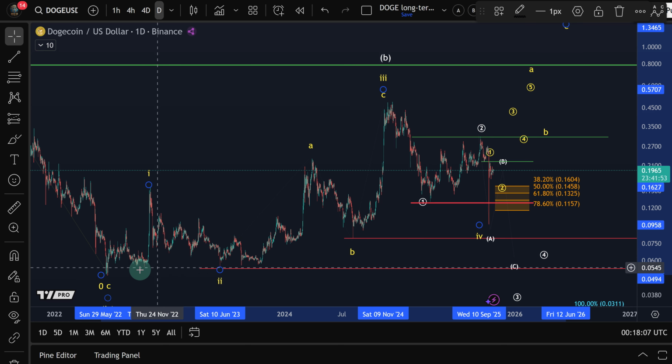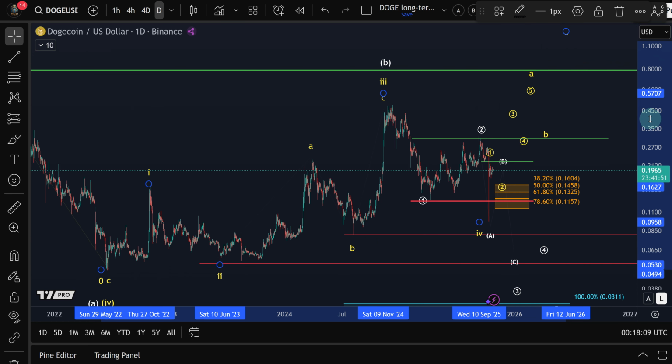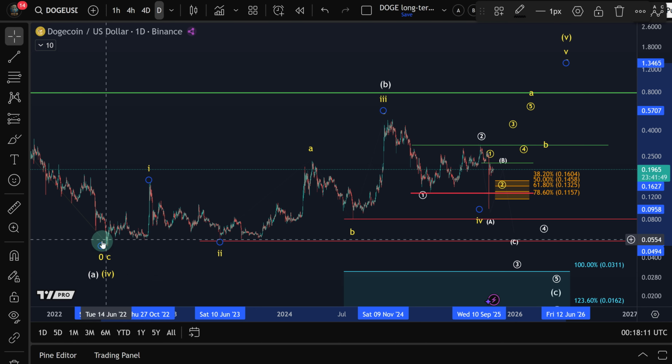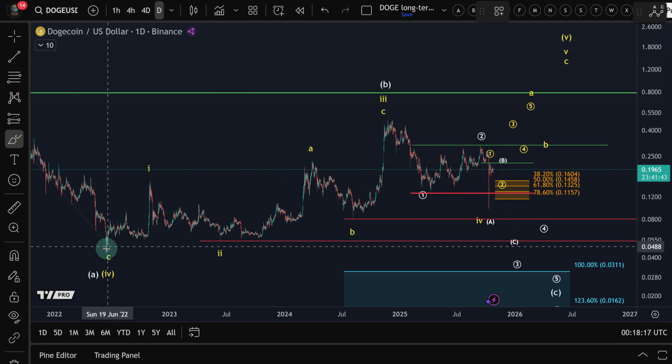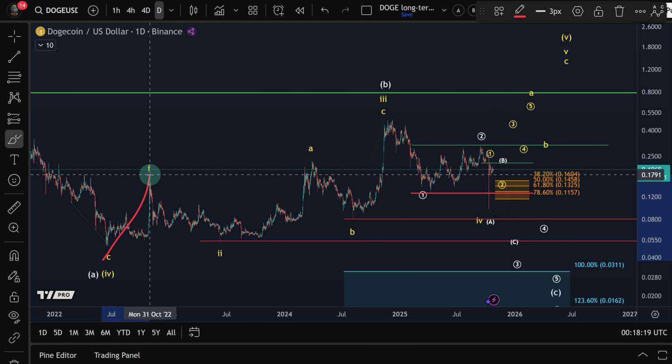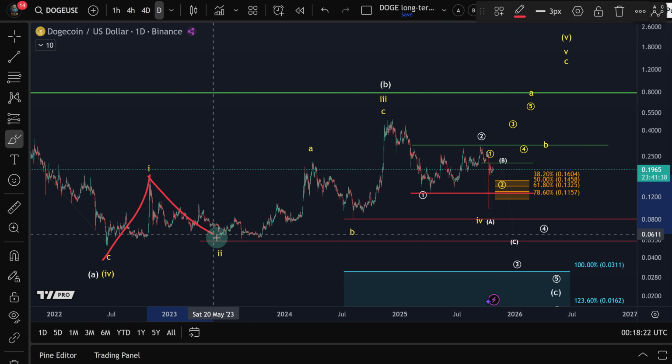So I can still view this as a diagonal structure to the upside that's unfolding, which started here in June 2022. And obviously it's a 5-wave move up. That's what a diagonal pattern is. 3 waves up in wave 1, which topped in October 2022. Then we had a wave 2 pullback, which bottomed in June 23.